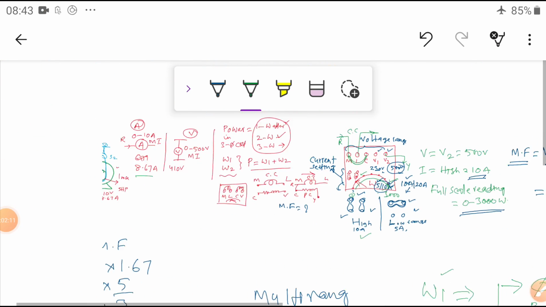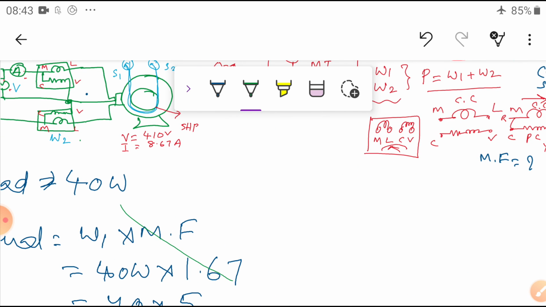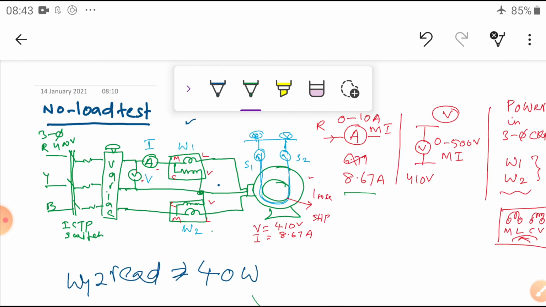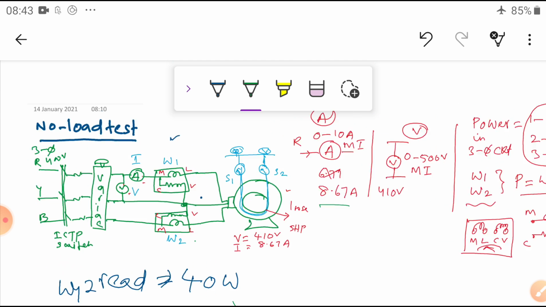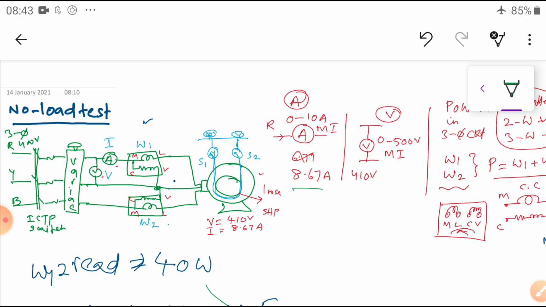Based on this basic idea, now I am going to conduct the experiment. This is the experiment I am going to conduct. So how to conduct this experiment? Now I have given the circuit diagram, and what is the procedure? First, the precautions.